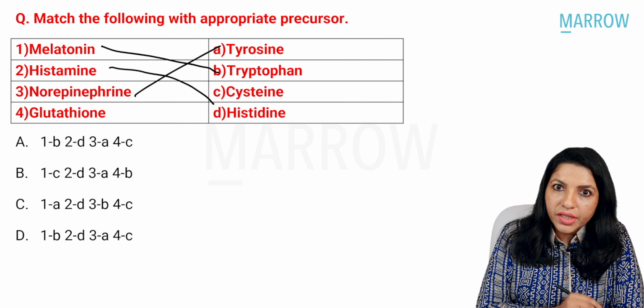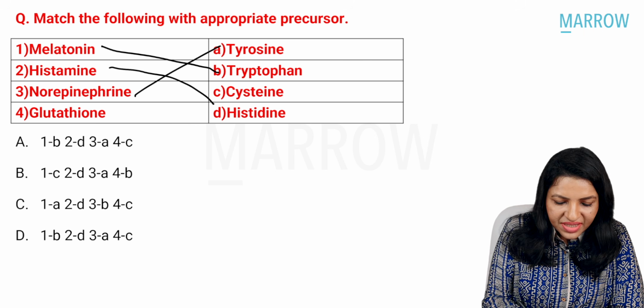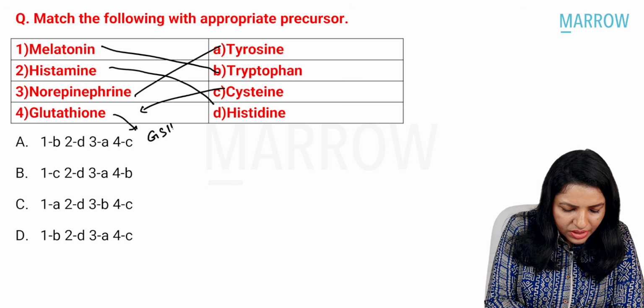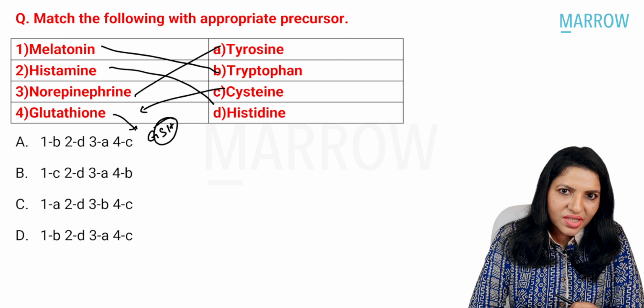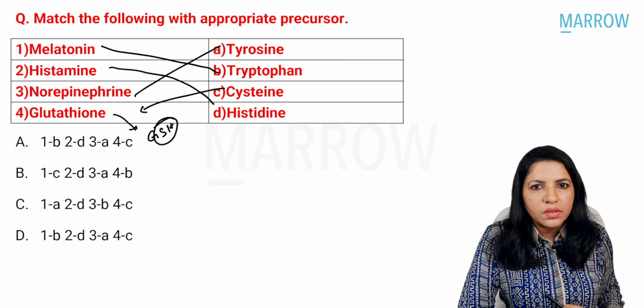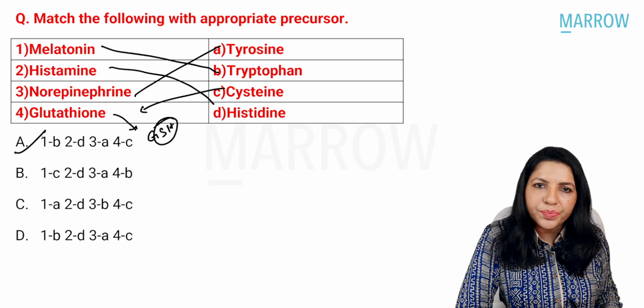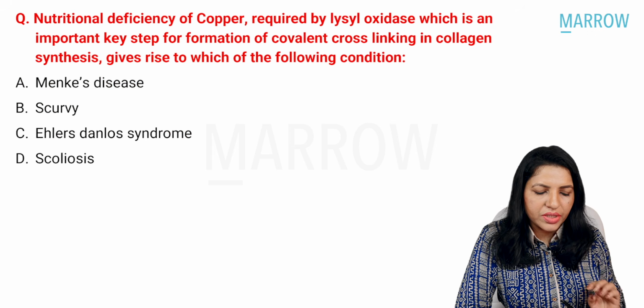Glutathione, what is glutathione? Gamma-glutamyl-cysteinyl-glycine, which has cysteine. That is why we write glutathione as GSH. What is that SH? The SH is the sulfhydryl group that is present in cysteine. Okay. So the answer here is A, where you can see 1B, 2D, 3A and 4C. Okay, going to the next question.